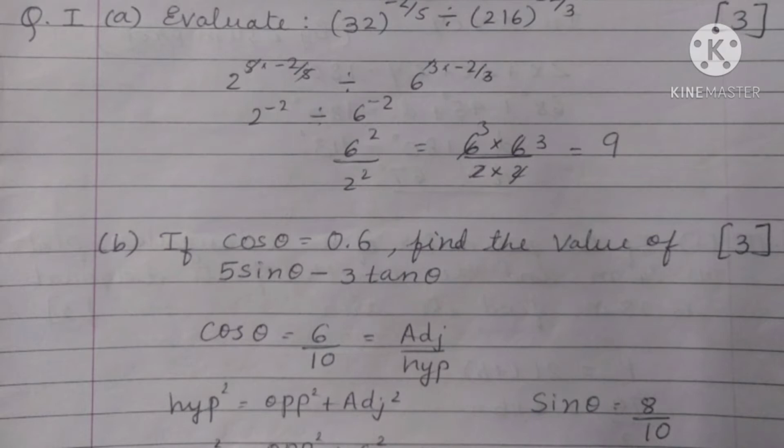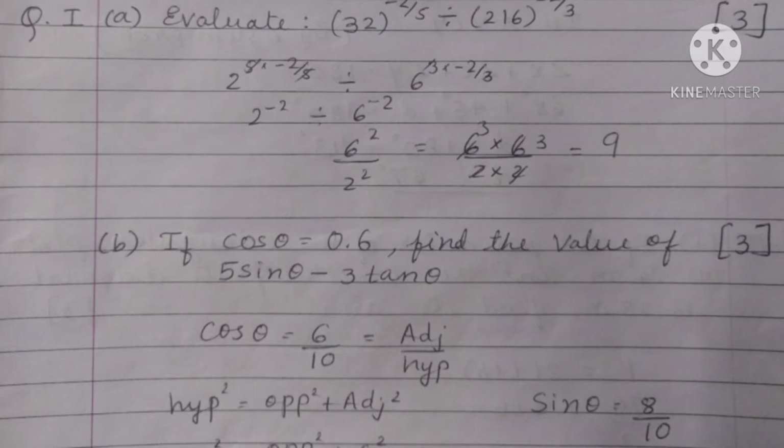Now there is division and the powers are negative, so take the reciprocal to make the power positive. 6 square divided by 2 square. So 6 multiply 6 and 2 multiply 2. By cancellation we get the answer as 9.